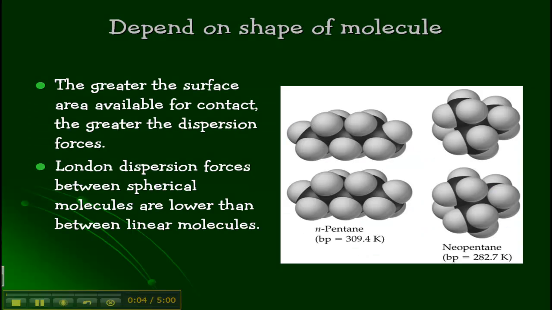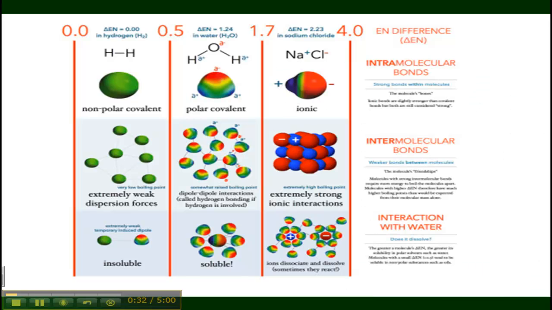Now, they depend on the shape of the molecule. The greater the surface area that's available for contact, the greater your dispersion forces are going to be. The London dispersion forces between spherical molecules are going to be lower than between linear molecules because they're not going to have as much room to cause this interaction. So when these molecules get close to each other, they will distort and form those little areas of attraction, and they'll distort one another's shape.